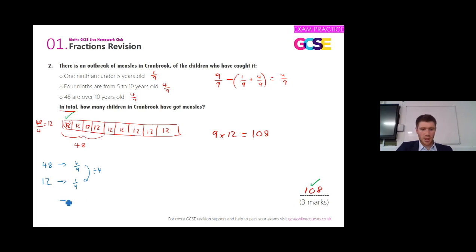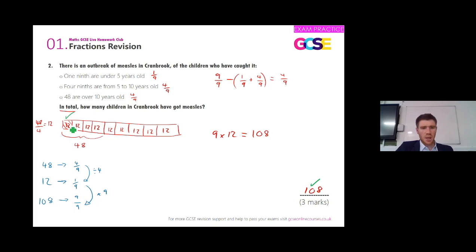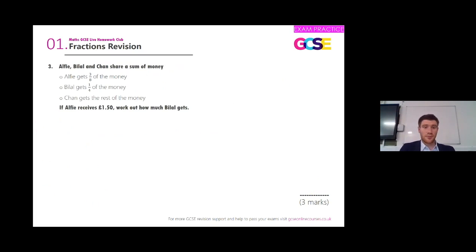What would 9/9 be? Similar to what I was doing with percentages in the last one, we're scaling up and down by the same values, aren't we? So we're just multiplying, times it by 9. That's going to be 108. Okay, so there we have it. And as I said, let me just quickly run through those marks again. 1 mark for the answer, 1 mark for finding 1/12, and 1 mark for multiplying it by 9, and showing that you know that you have 9 lots of it.